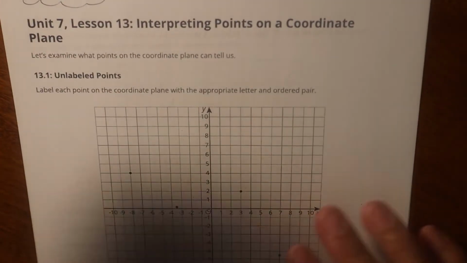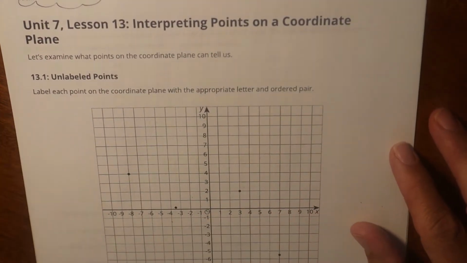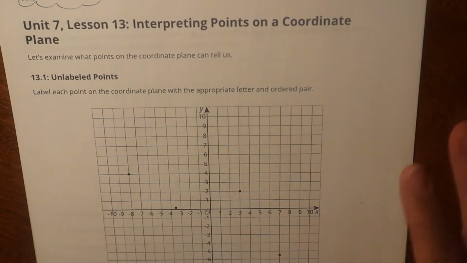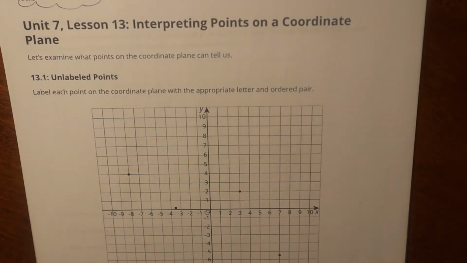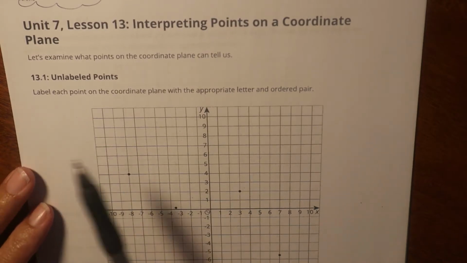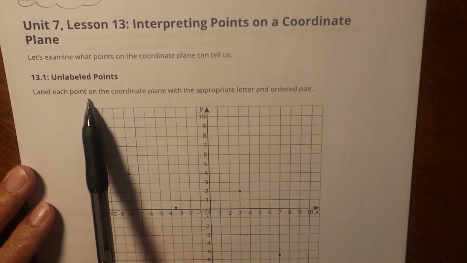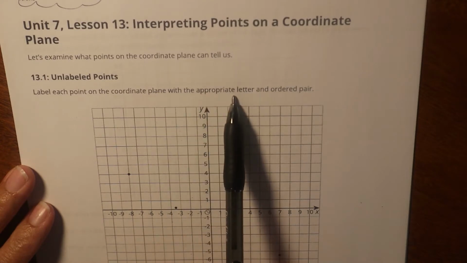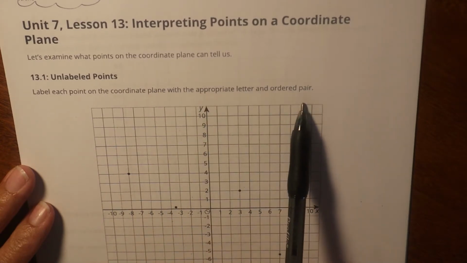So we're going to start today with just a quick little review on the coordinate plane. Again, all these lessons still talk about working with the coordinate plane and plotting points and understanding how the plane is set up. 3.1, label each point on the coordinate plane with the appropriate letter and ordered pair.